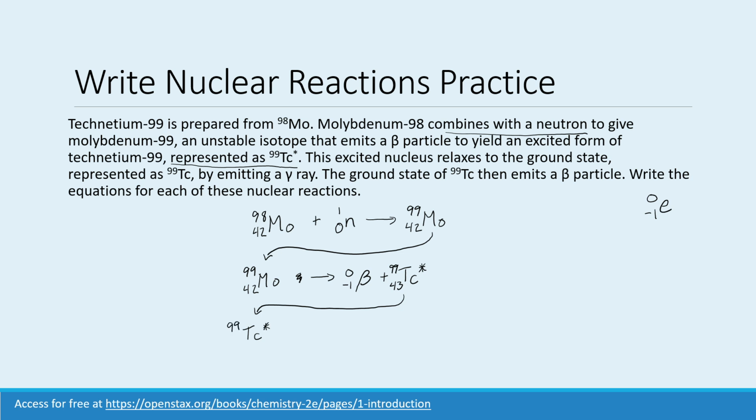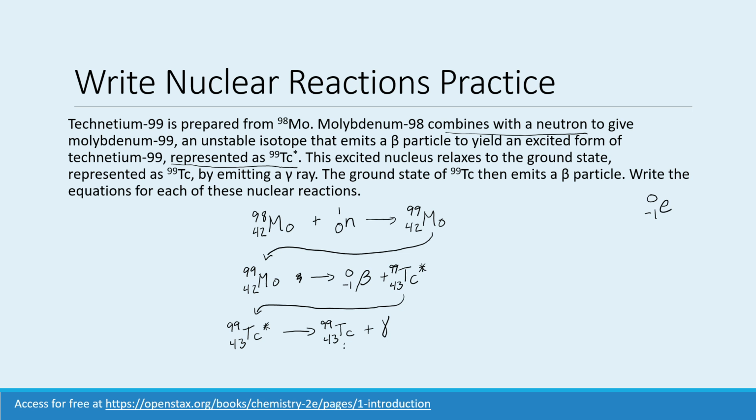And include the asterisk symbol. And it relaxes to the ground state. So all that means is that we remove that star by emitting a gamma ray. Okay, and so you're also going to have a gamma ray as a product. And then the ground state of technetium then emits a beta particle.